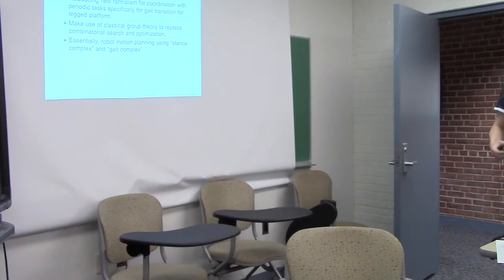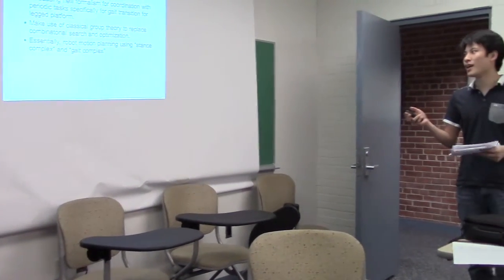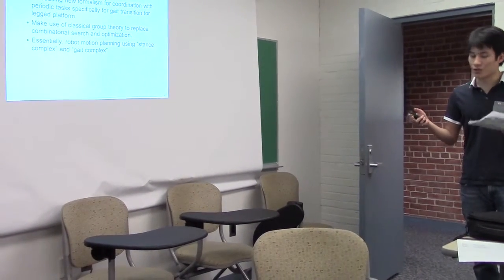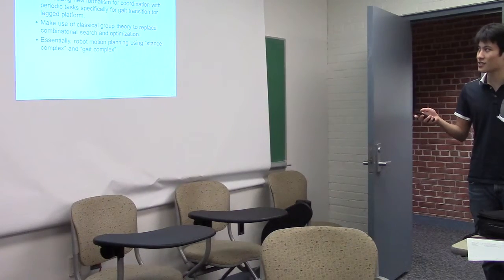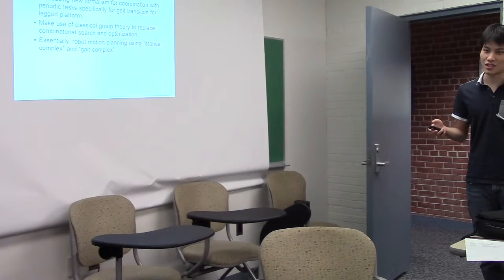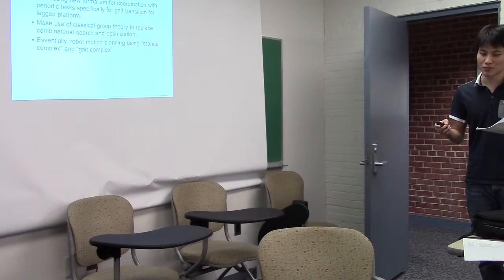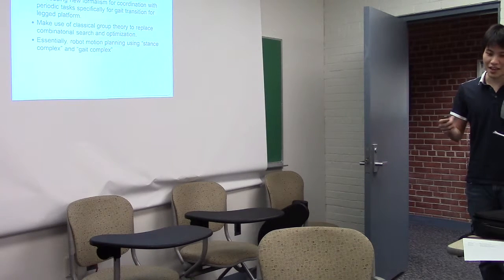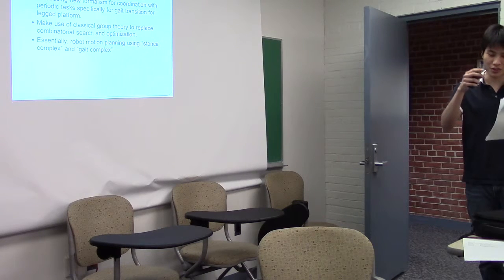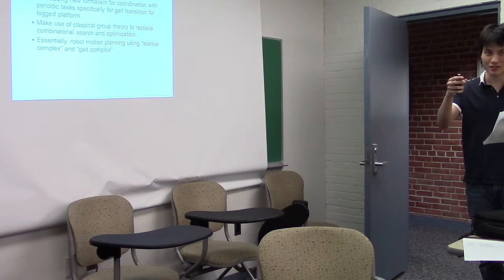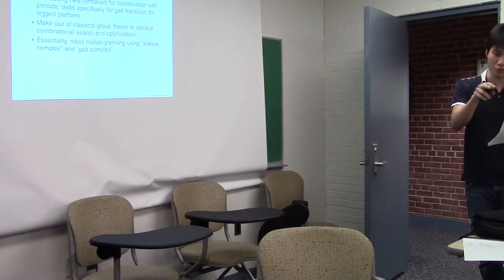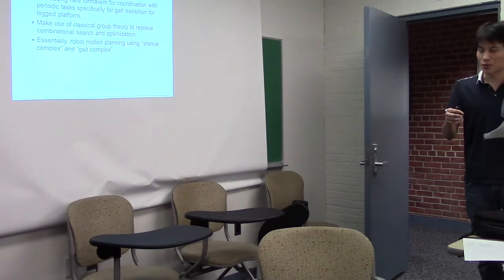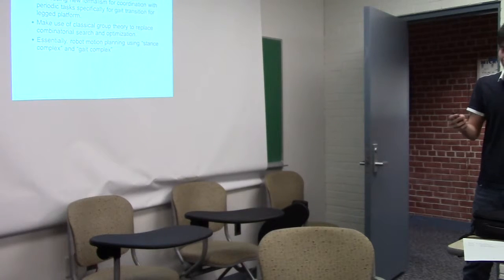So what is this paper about? This paper introduced a new way of formalizing or coordinating periodic tasks for gait transition, such as a new way to actually move or dictate the movement or plan the movement of the robots using topological space in terms of gait complex, which represents different cyclical permutations of the robot's legs.